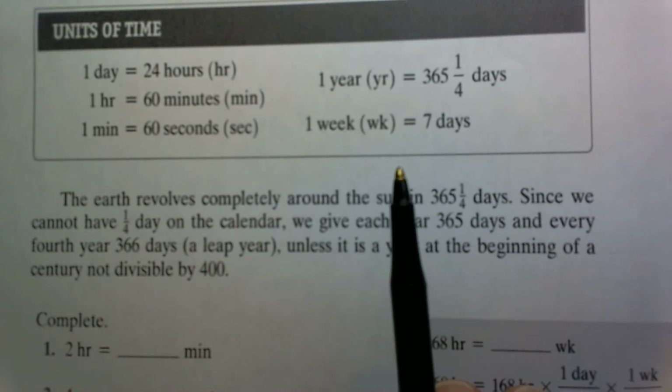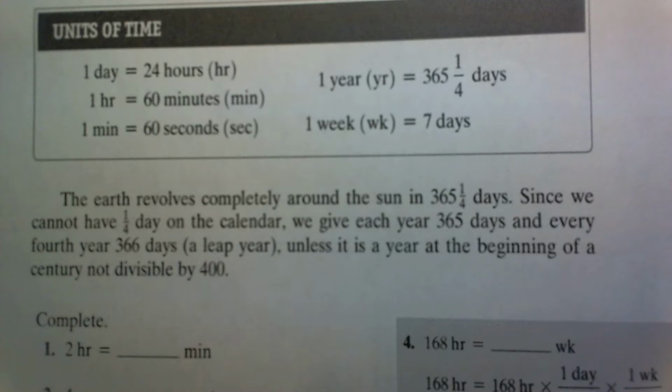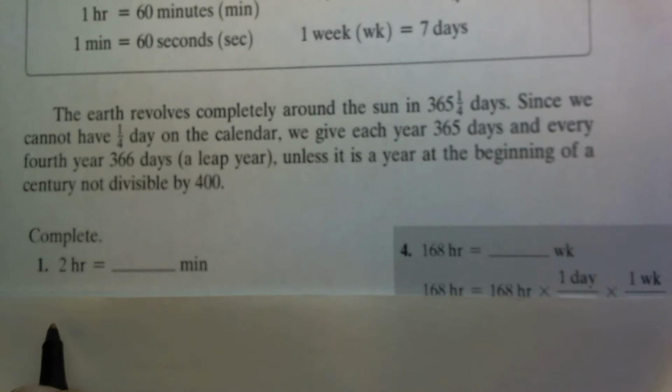Okay, so let's look at some exercises here. The first one is converting 2 hours into minutes. So we begin by noting that 2 hours is the same as 2 times 1 hour. And since 1 hour has 60 minutes, it is 2 times 60 minutes, and that's equal to 120 minutes.